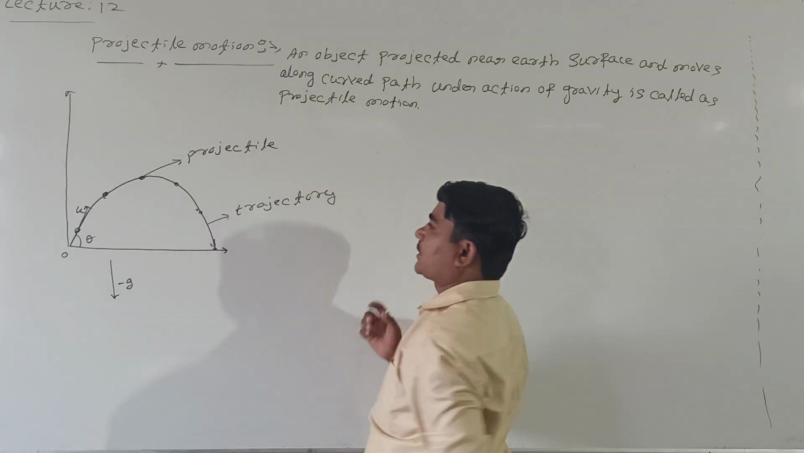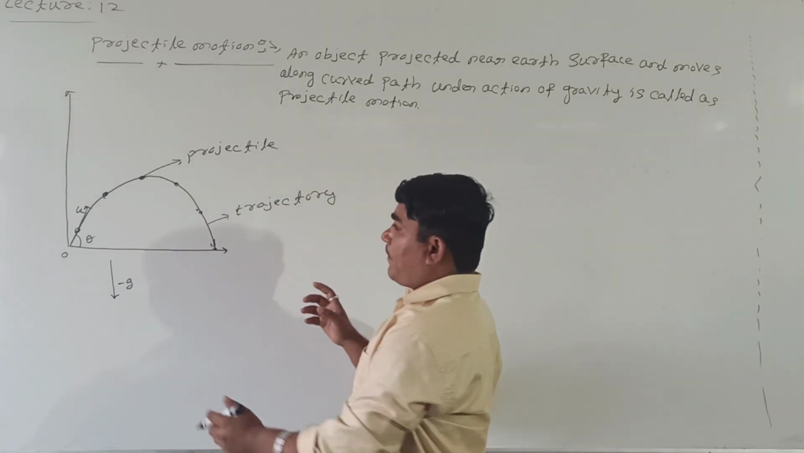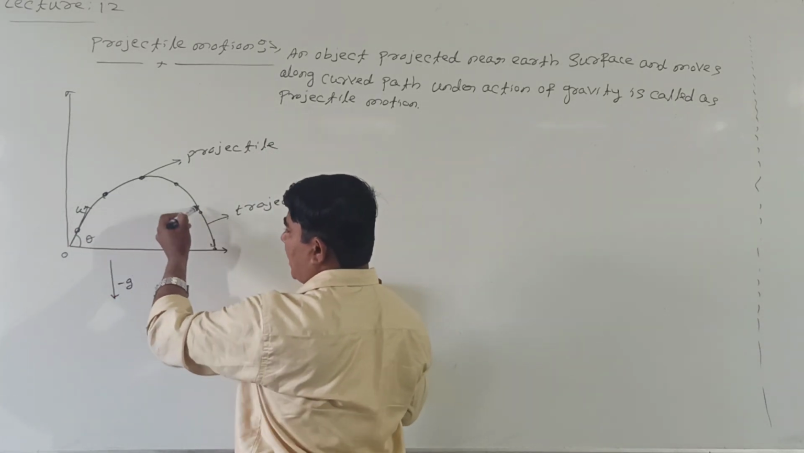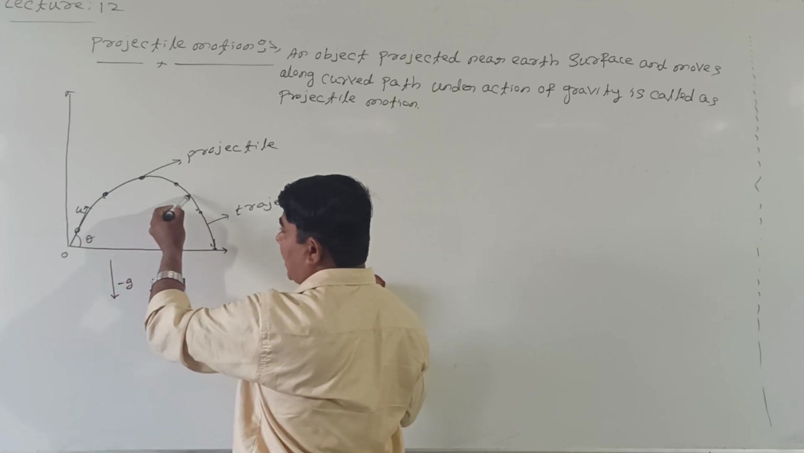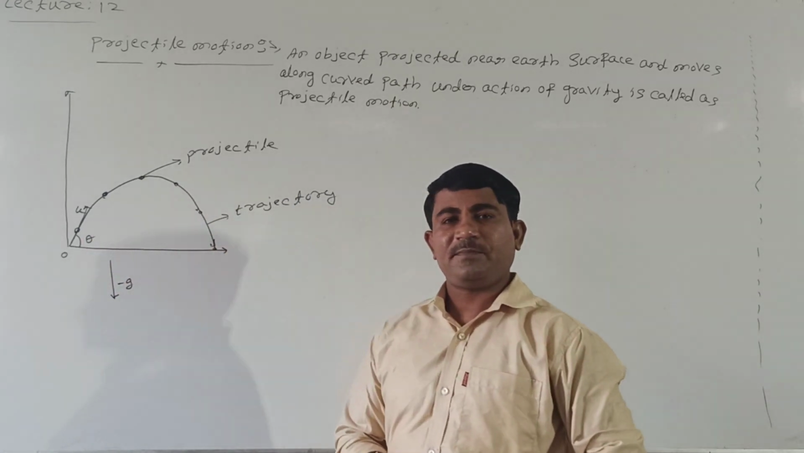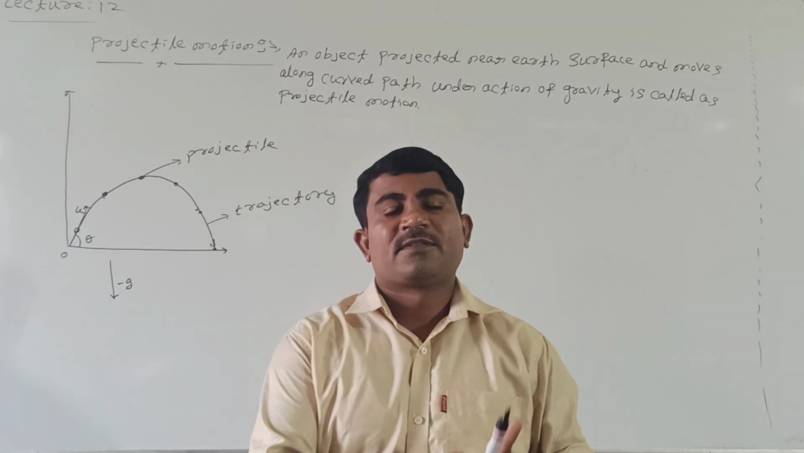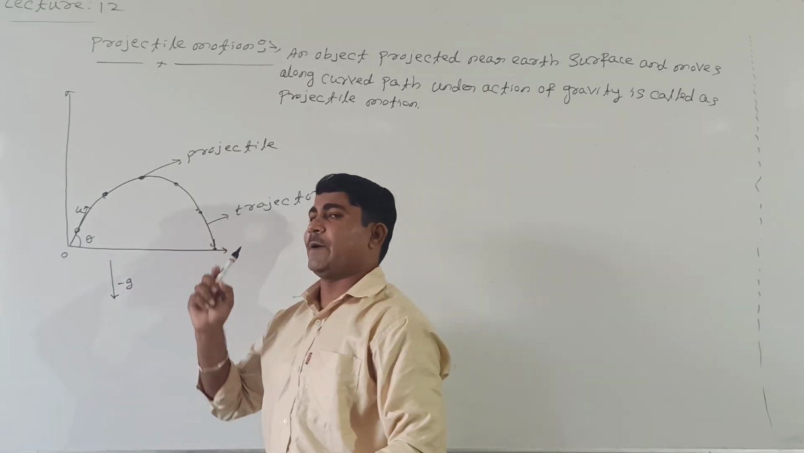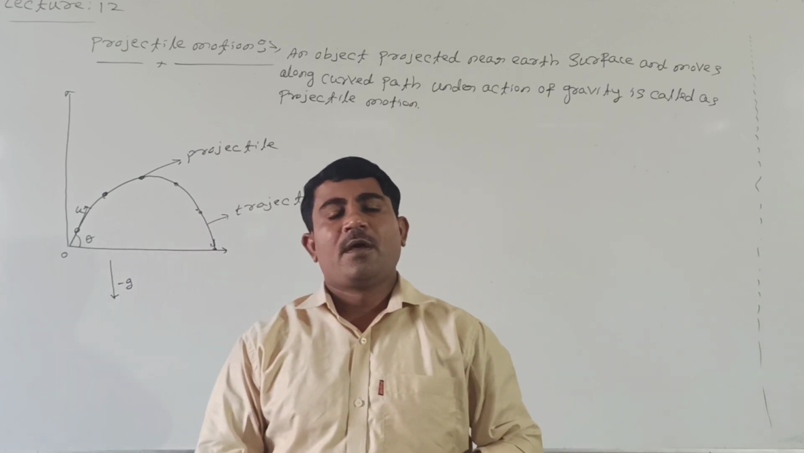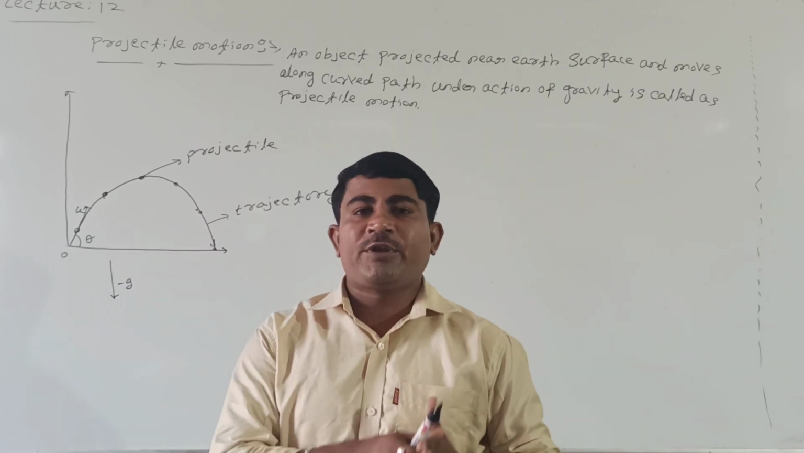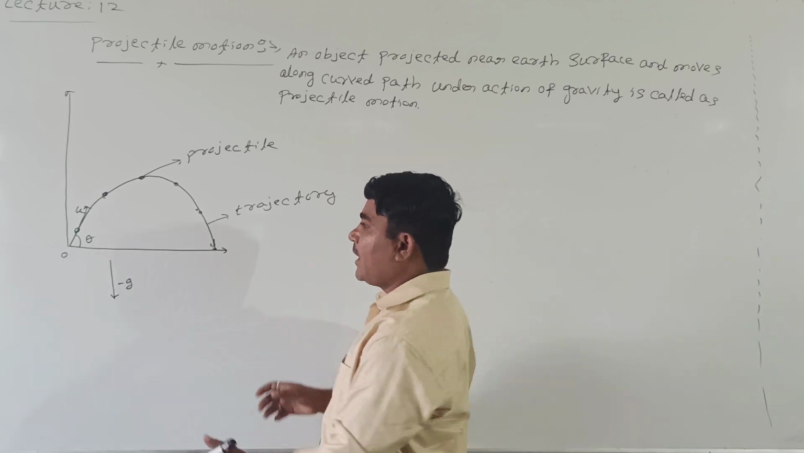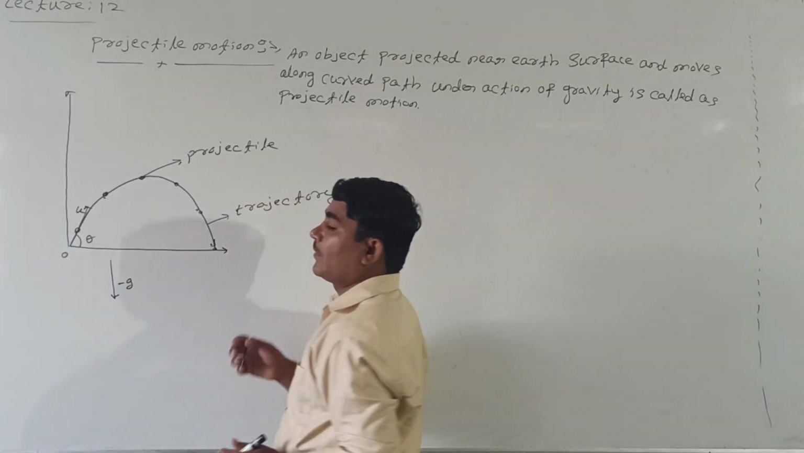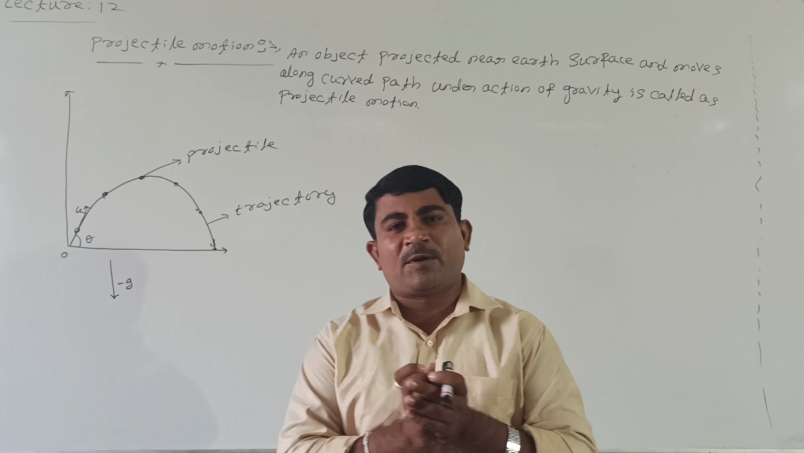This we are calling projectile. And whatever the path followed, this we are calling trajectory, and the trajectory looks like a parabola. How does the trajectory look? The trajectory looks like a parabola because this is the shape of the parabola.